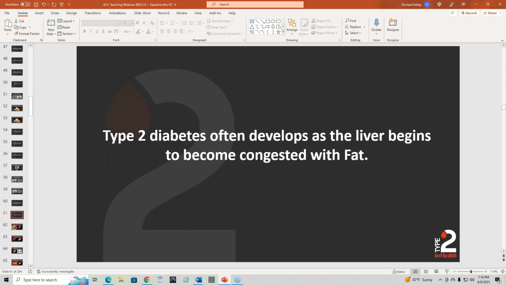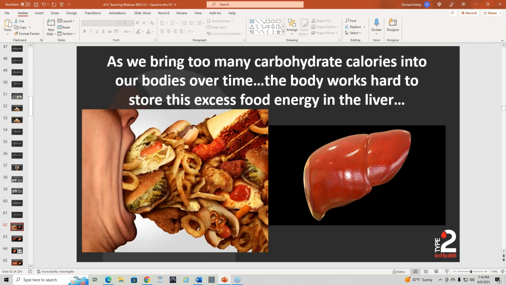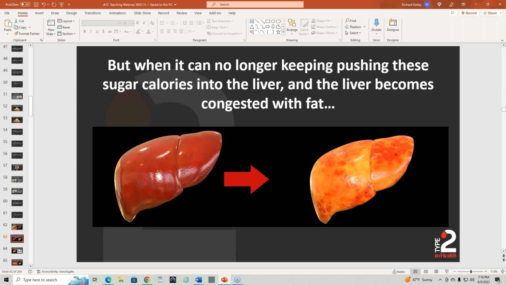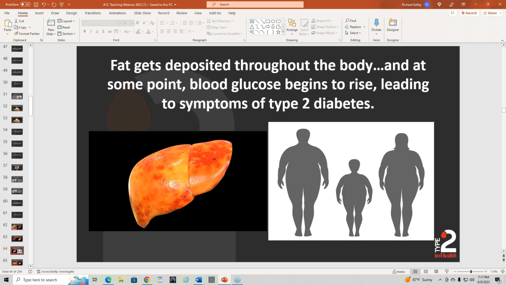And so type 2 diabetes often develops as the liver becomes congested with fat. As we bring too many carbohydrate calories into our bodies over time, the body works really hard to store this excess food energy in the liver. But when it can no longer keep pushing these sugar calories into the liver and the liver becomes congested with fat, fat gets deposited throughout the body.